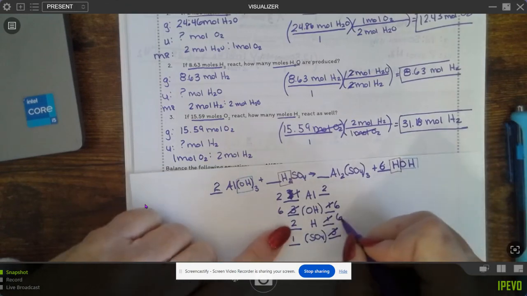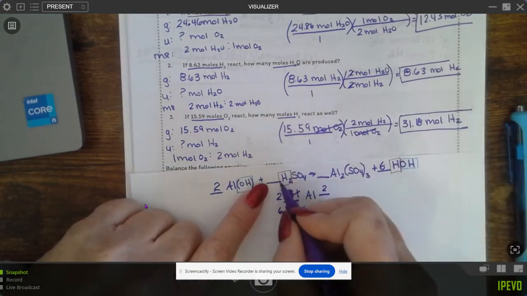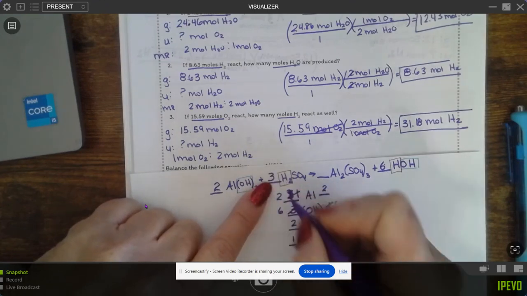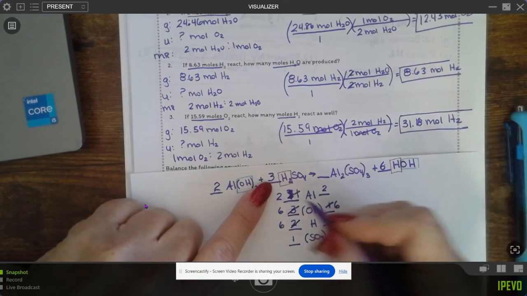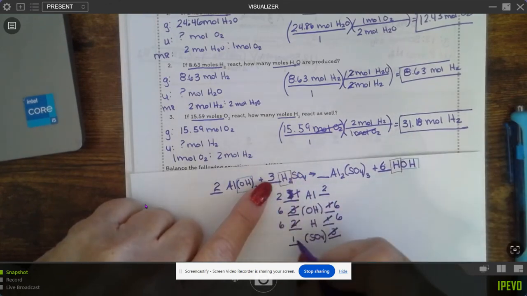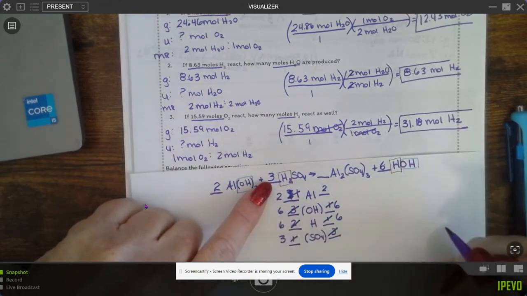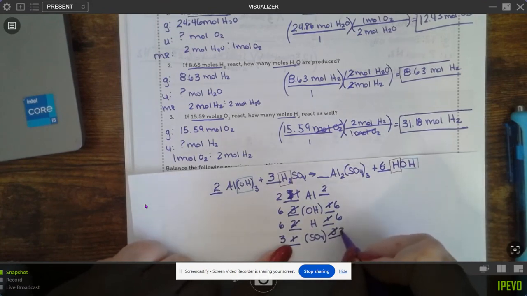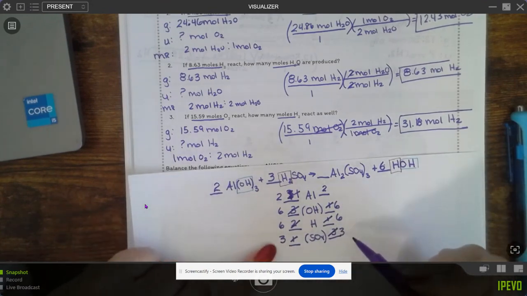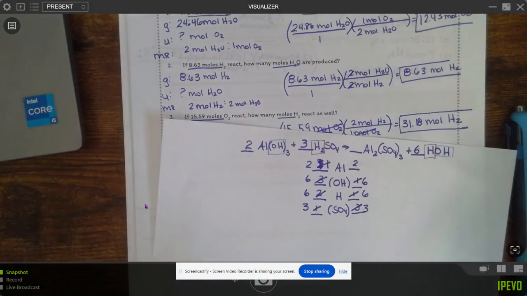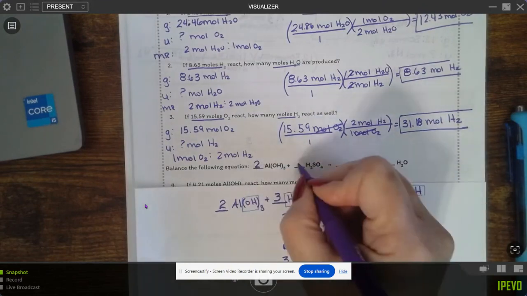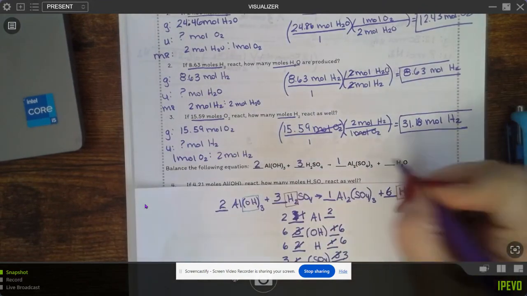So let's go ahead with my hydrogen. Here I have 6 hydrogens. Here I only have 2. So if I put a coefficient of 3 here, 3 times 2 gives me 6 hydrogens and 3 SO4s. And if I look over here, oops, I messed it up. I had 3 to start with, so I still have 3. So 2, 6, 6, 3. My equation is balanced, and I have 1 aluminum sulfate. So my coefficients are going to be 2, 3, 1, 6.